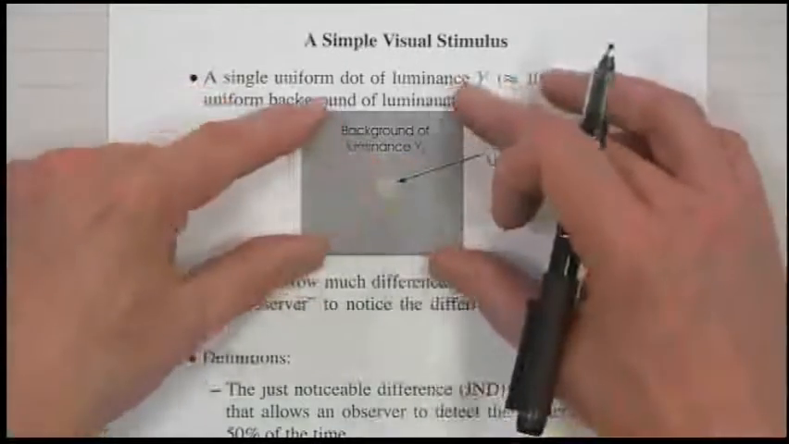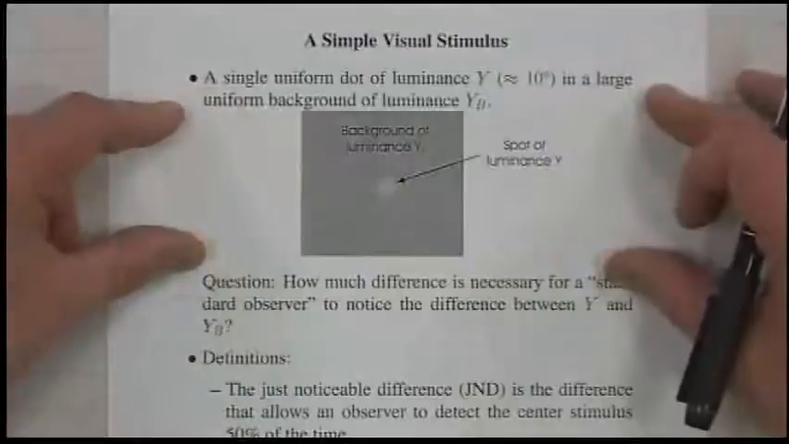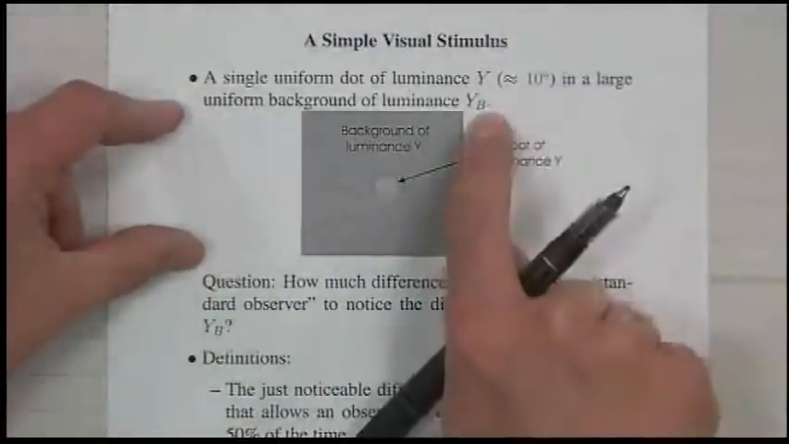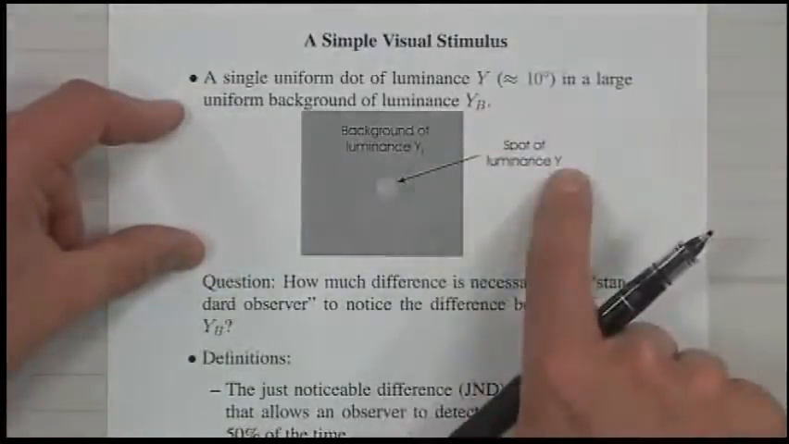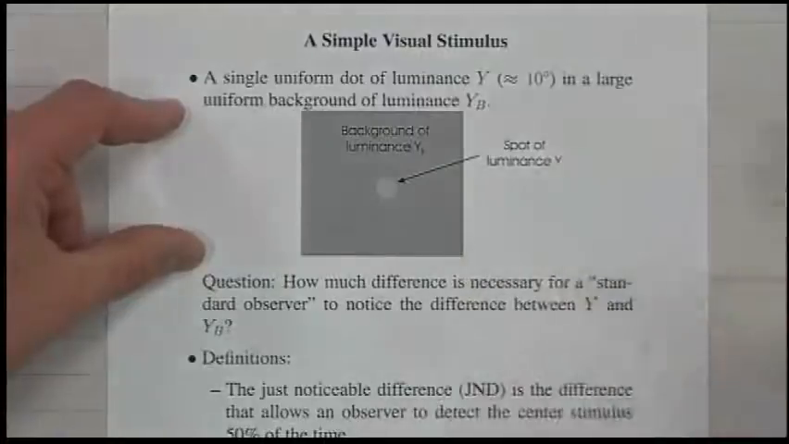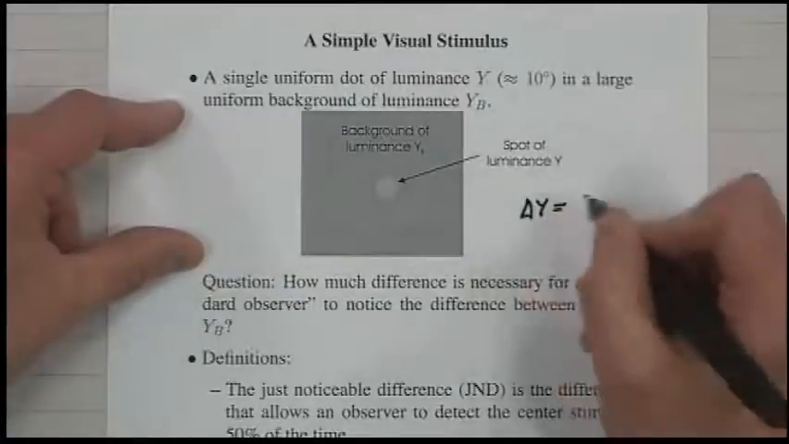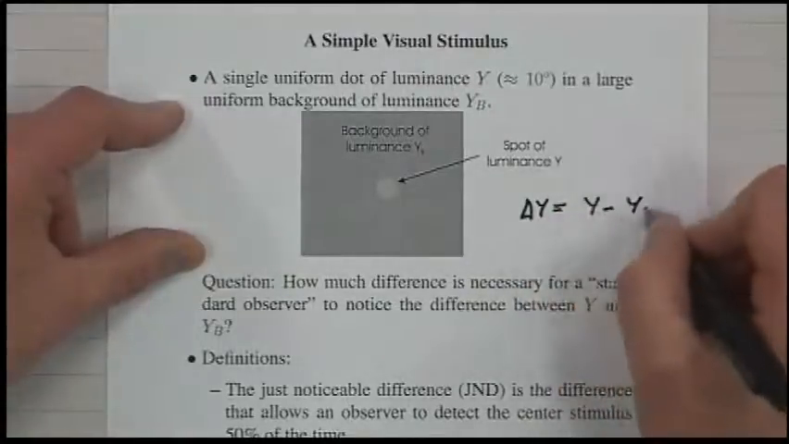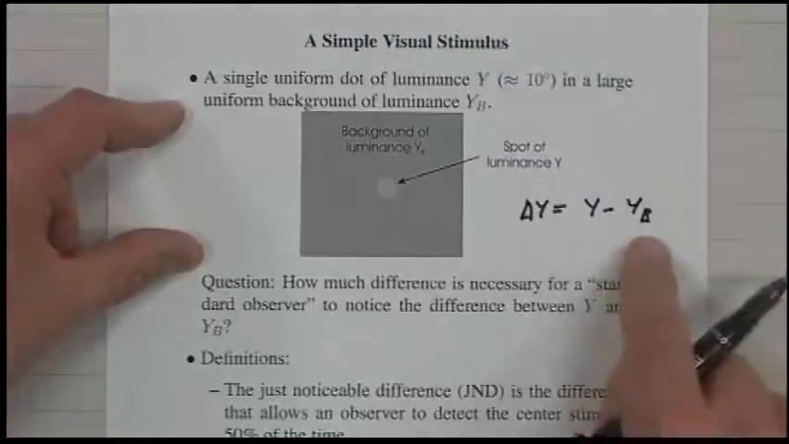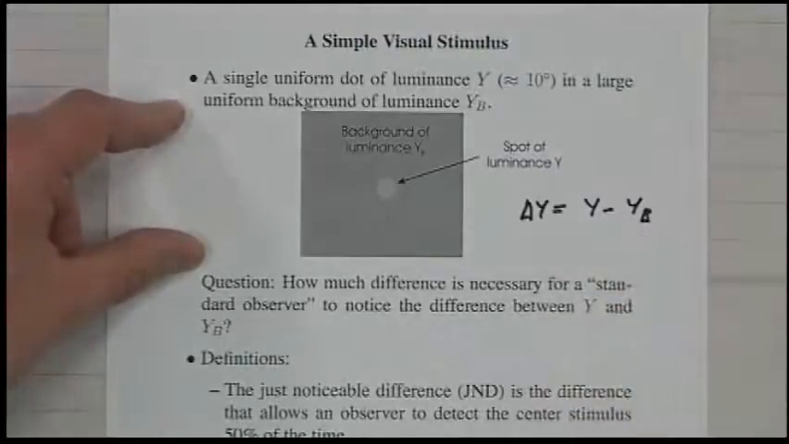And it's a uniform background, okay? A large uniform background. So the background is y sub b, and the foreground is y, okay? And we ask the following question. So delta y is equal to y minus y sub b. So that's the difference in the luminance of the two things, right?